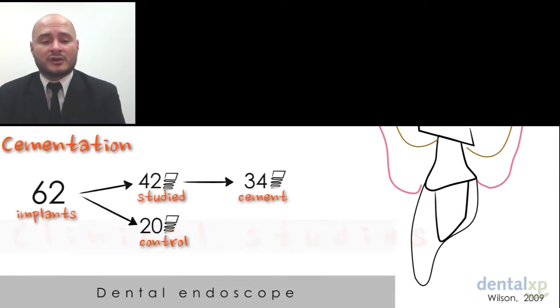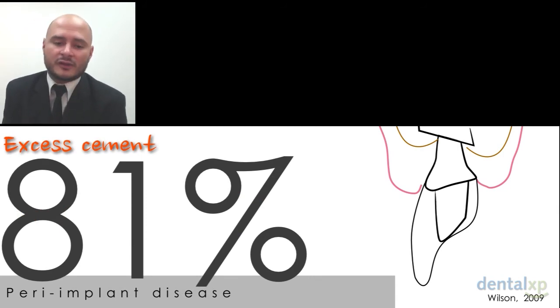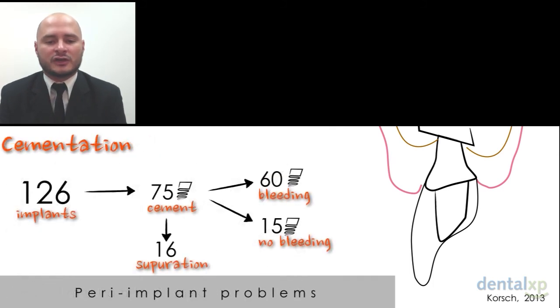The first one that I'm going to talk about is Wilson in 2009, in which he studied 42 implants, and 34 of them had cement. 20 of them were control implants, and of the 34 that had cement, he found that 81% of them had peri-implant disease. 81% of them had bleeding because of this excess cement. Once the cement was retrieved, then the soft tissues came back to look better than they looked before.